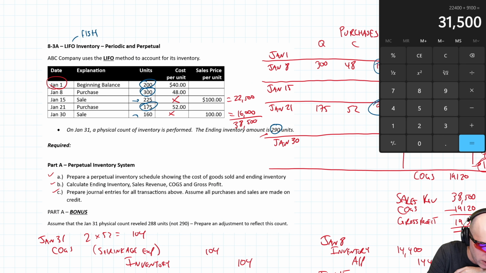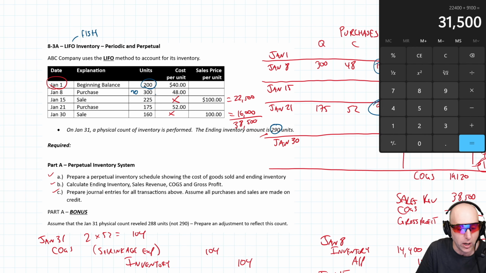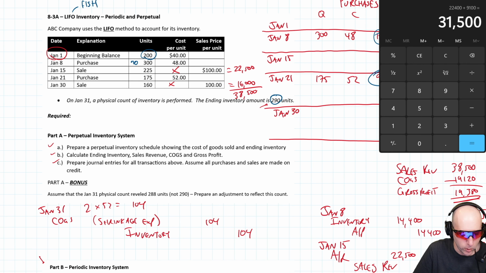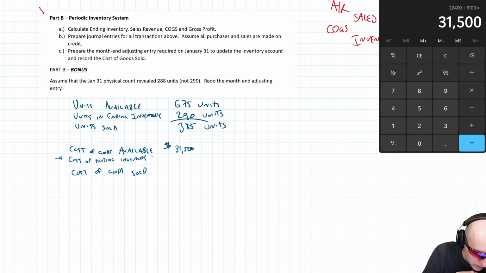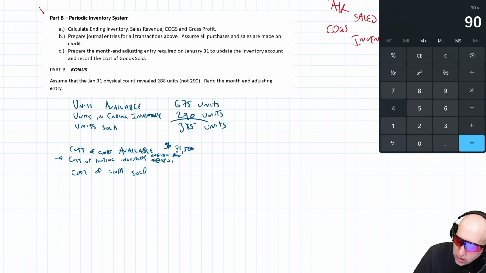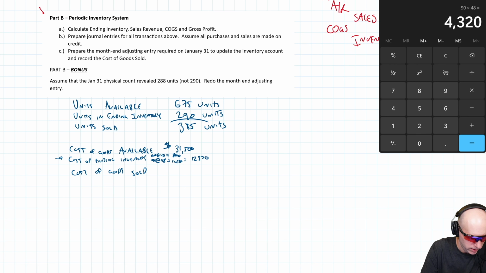So I've got to say, okay, well, what are my 290 oldest units? And it's 200, the first in, and then 90 of these ones. So that's what I've got in my ending inventory. 200 at 40 and 90 at 48. That's 8,000 plus 90 times 48, which is 4,320. So that's 12,320.